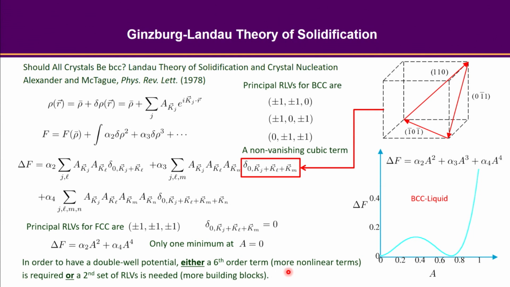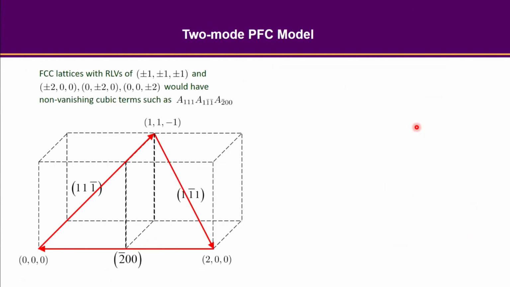One is just adding more nonlinear terms, which I will give you a short introduction to later. First, I would like to talk about the other method, which is that you can put in more building blocks. Before, we only had the principal set. Now you can add in different kinds of blocks. With that help, I will show you in the next slides that you can have a non-vanishing cubic term for FCC. So the first method is just using that idea to construct a two-mode PFC.